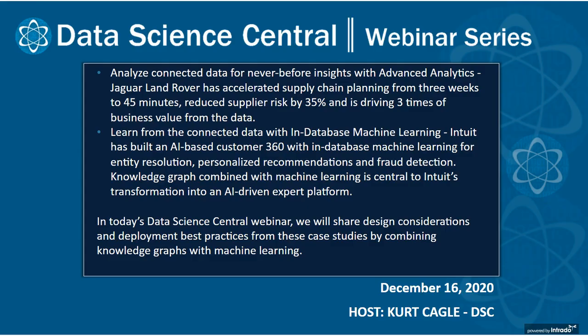Second, analyze connected data for never-before insights with advanced analytics. Jaguar Land Rover has accelerated supply chain planning from 3 weeks to 45 minutes, reduced supplier risk by planning by 35%, and is driving 3 times the business value from the data.